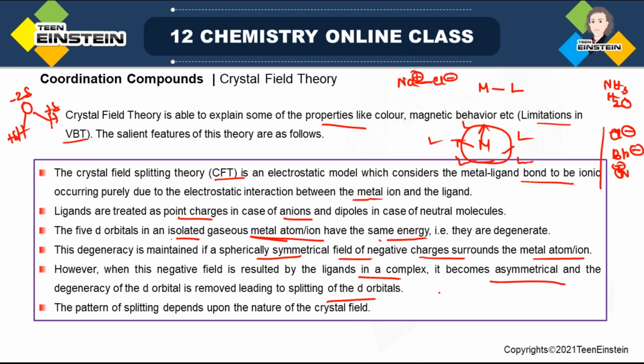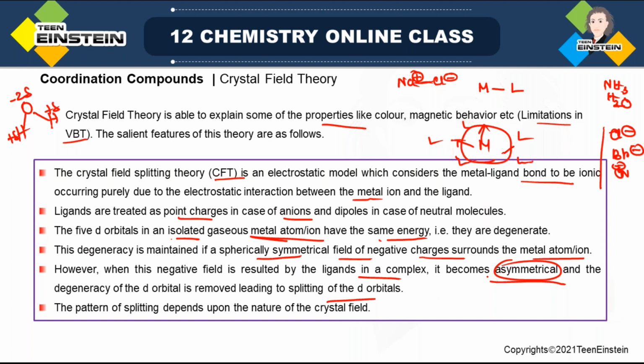Now this pattern of splitting depends on the nature of the crystal field. This splitting actually depends on so many factors. One by one we will see all these factors. But right now just try to understand when ligands are not present, and if ligands are present under an ideal condition, you would have a symmetrical field of negative charge surrounding the metal, but that is not the actual case. What actually happens is the field is asymmetric, and as a result degeneracy is destroyed.